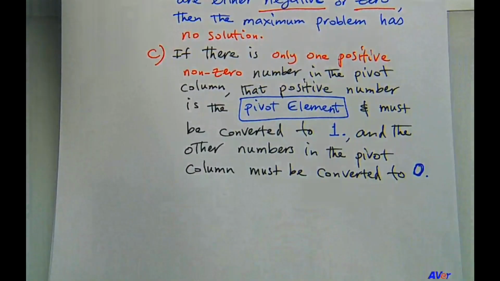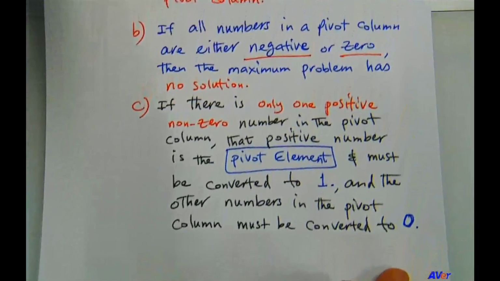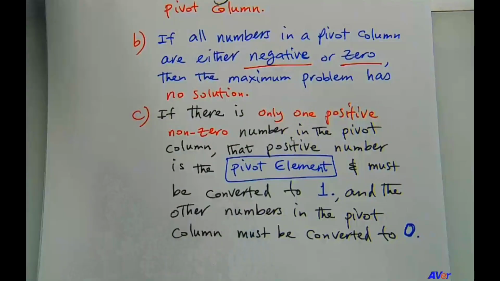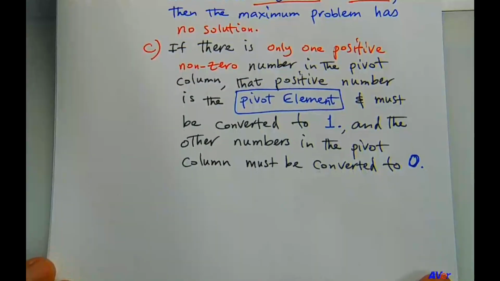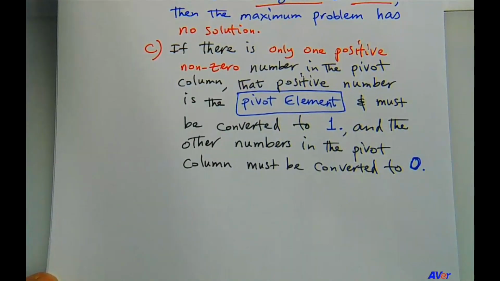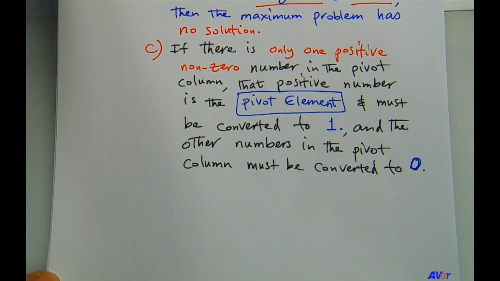Okay, so let's first understand what this means before we go to the next step. In part B, we said that once you identify the pivot column, if all the numbers in that column are either 0 or negative, then you stop and write down there's no solution for the maximum problem. But it's possible that only one of those numbers is a positive non-zero number. If there is only one such number in the pivot column, you already take that as the pivot element.